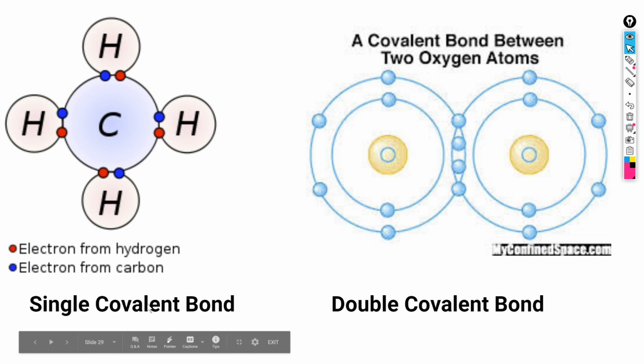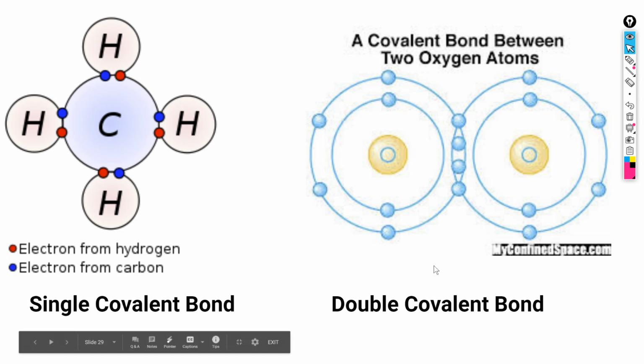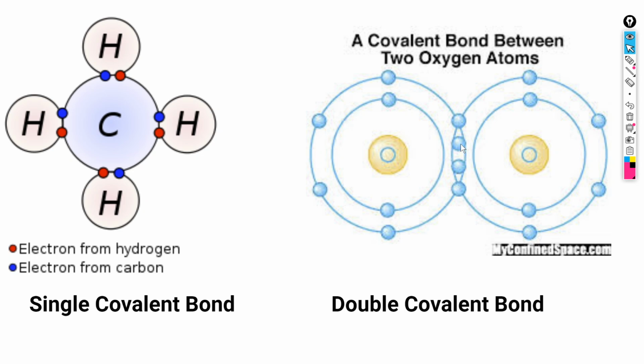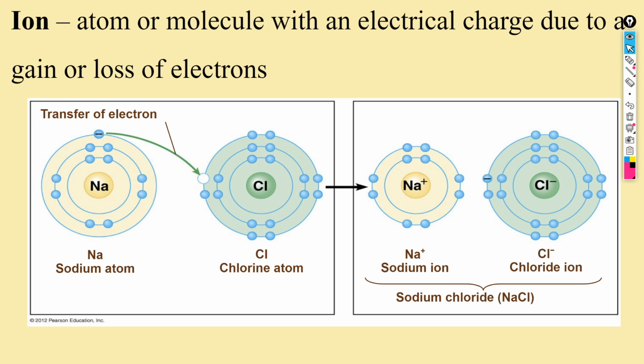So a single covalent bond, once again, is when you have the two electrons that are going to be interacting like that. That's a single bond. And then a double bond is really when you have four electrons that are connected. Really, it's like 2 and 2 forms the double bond. And then an ionic bond is going to be the complete transfer of the valence electrons.